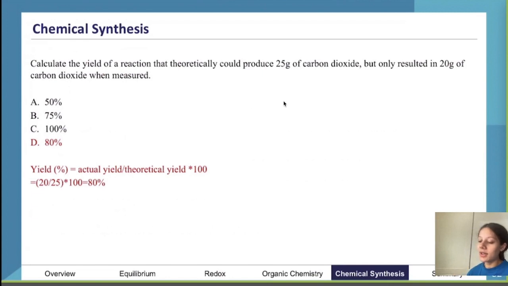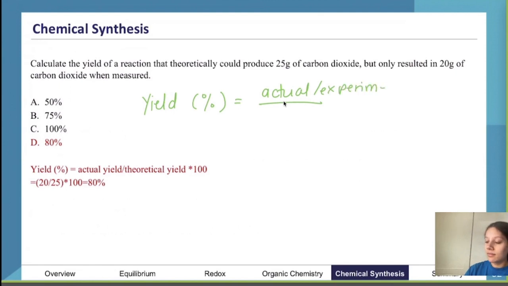If you want to calculate the yield of a reaction, say we want to theoretically produce 25 grams of carbon dioxide, but we only actually got 20 grams. The equation for percent yield is actual yield over theoretical yield, multiplied by 100. We can also call the actual yield the experimental yield. Then we multiply by 100 to give us our value in a percent.